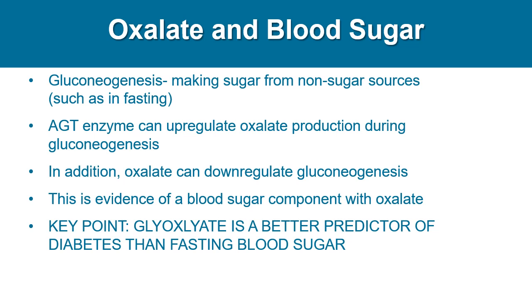The last point I want to mention is that glyoxylate, which I just mentioned can become oxalate, is a better predictor of diabetes than fasting blood sugar. And I obtained that information from Dr. Rosenberg, who did an amazing webinar on the oxalate connection and oxalates in general and how they affect your biochemistry.